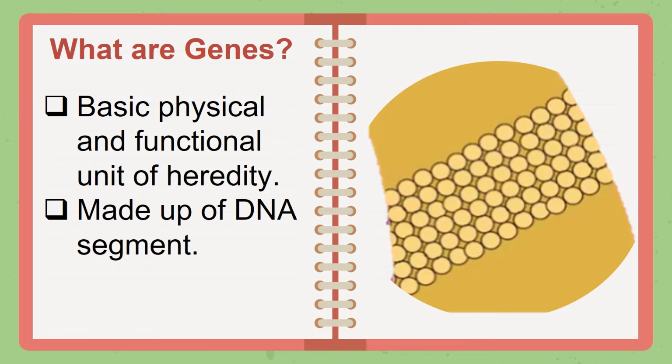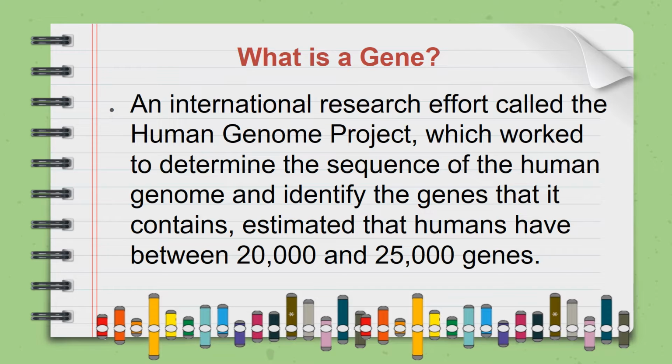If we zoom inside the segment of the genes, we will find these molecules that make up the segment, the DNA molecules. So genes are contained in the chromosomes which are in the cell nucleus. An international research effort called the Human Genome Project, which worked to determine the sequence of the human genome and identify the genes that it contains, estimated that humans have between 20,000 and 25,000 genes.